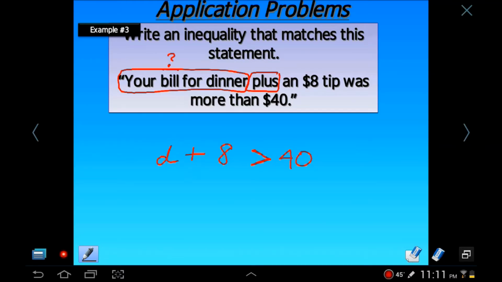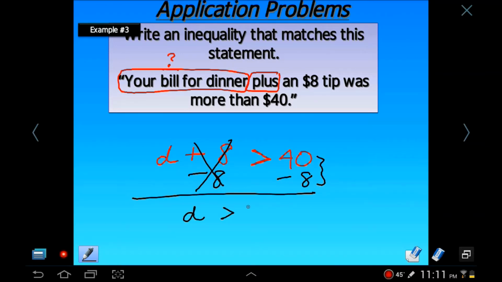The additive inverse of plus 8 is minus 8. And what we do to one side, we always do to the other. These cancel each other out. You're left with D for dinner is greater than whatever 40 minus 8 is. 40 minus 8 is 32. So there's your solution. D is greater than 32.